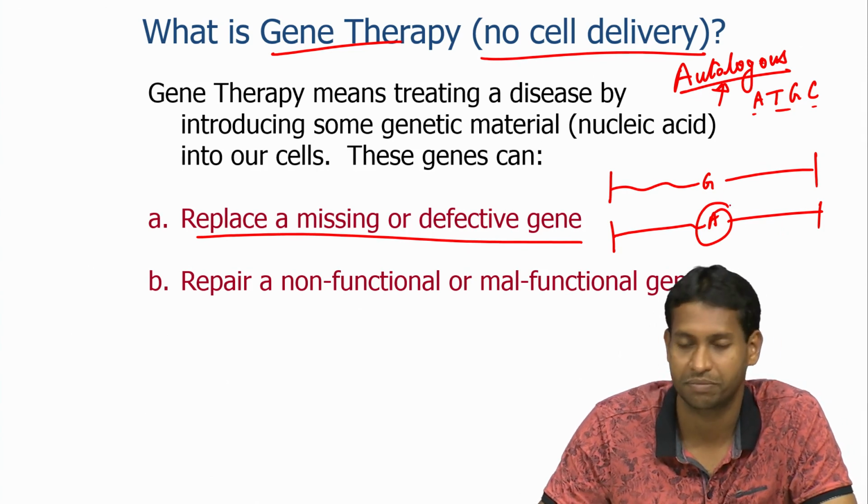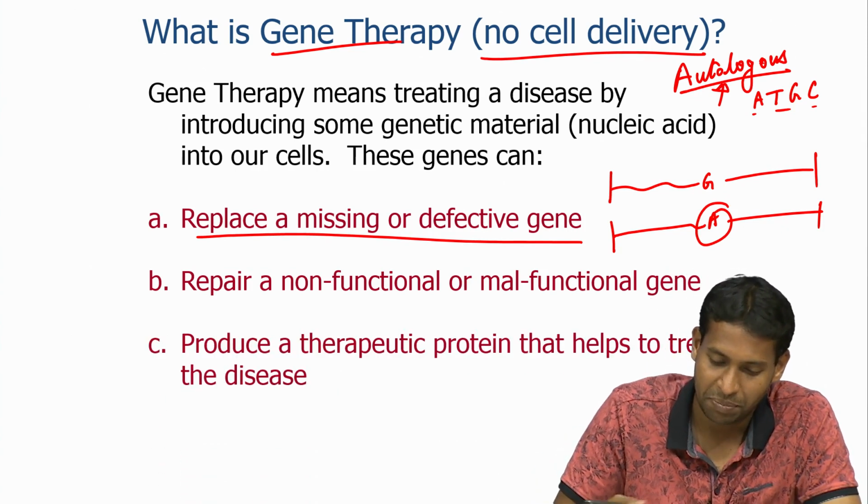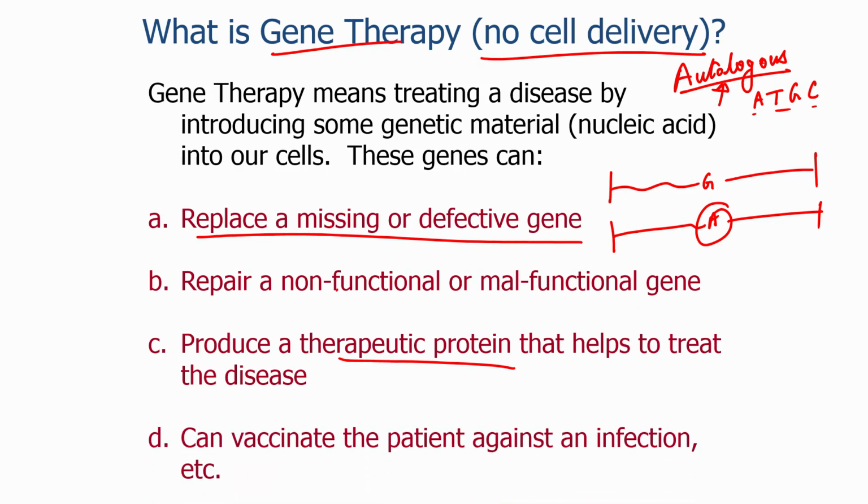for that particular protein. And then the other case is then we produce the therapeutic protein that helps to treat the disease. So do one of these two things, produce this protein which will help in treatment of the disease, and they can also be then used to vaccinate the patient against an infection, and I will come to that in a moment, but let us process this information that I just gave you one by one.